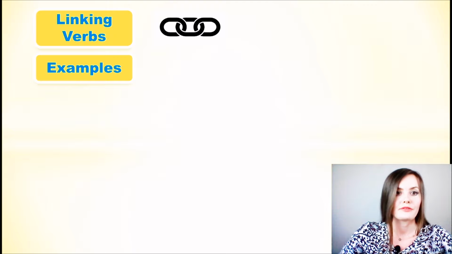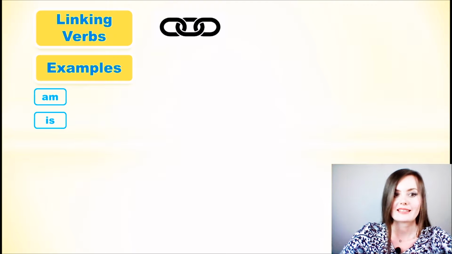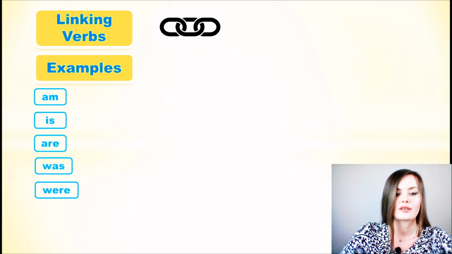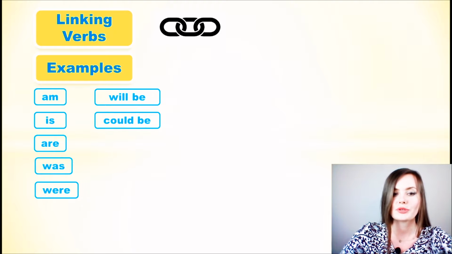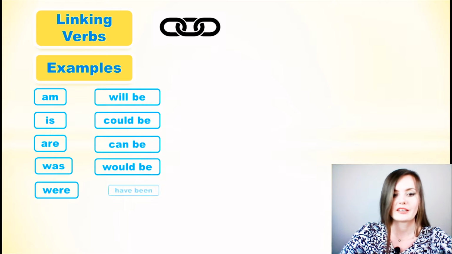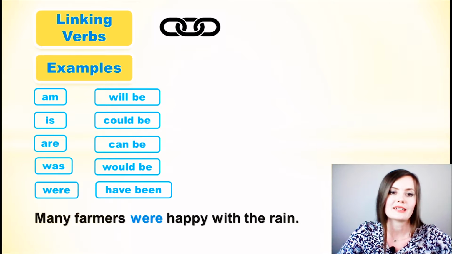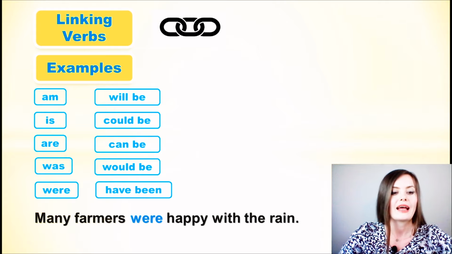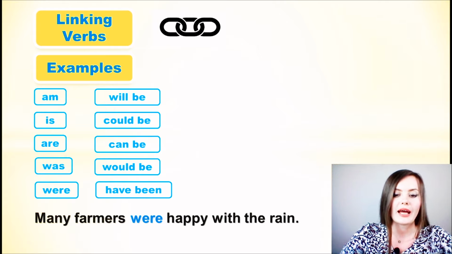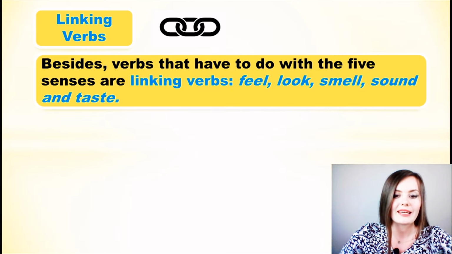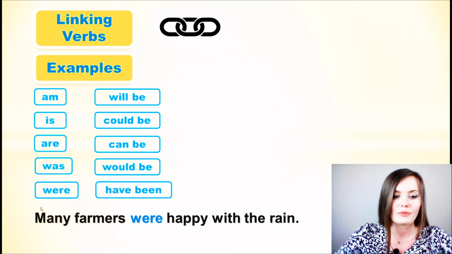Okay, so let's look at the examples of the linking verbs. Am, is, are, was, were, will be, could be, can be, would be, have been. These are all examples of the linking verbs, and we can continue this list. So we have so many different linking verbs. Let's read the example. Many farmers were happy with the rain. So were is the linking verb that links farmers, which is the subject, and happy, which is the describing word. So it links these two parts of the sentence.